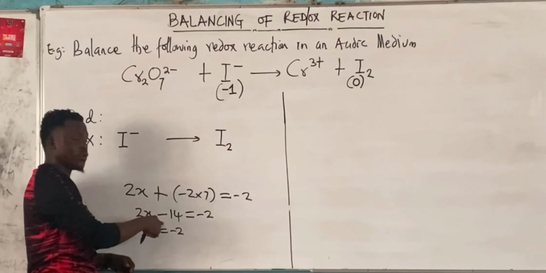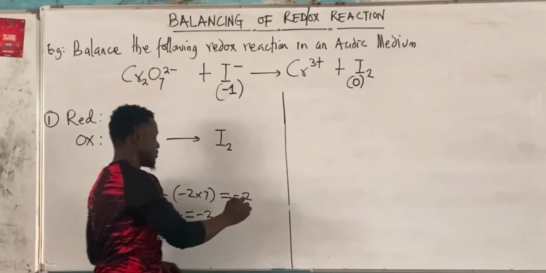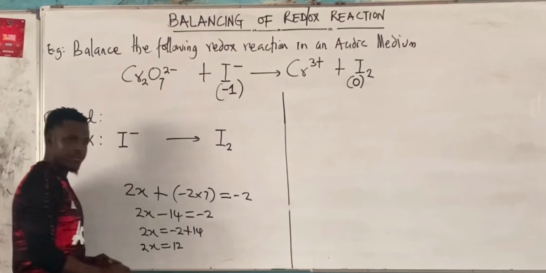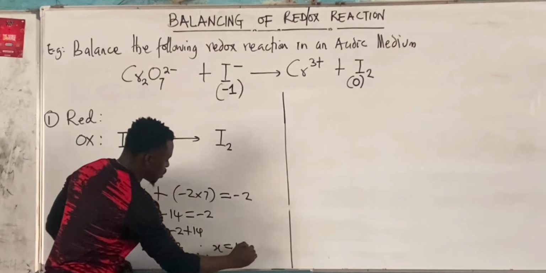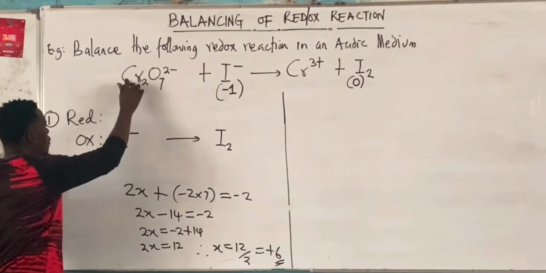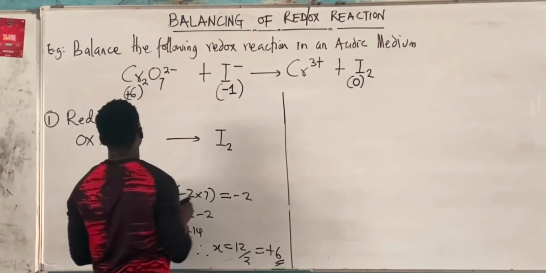Now, when this minus 14 crosses over, it becomes plus 14. This becomes 2X equals 12. Right? So therefore, my X equals 12 over 2, which is what? So the oxidation number of chromium here is plus 6.